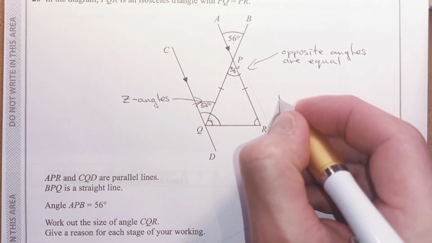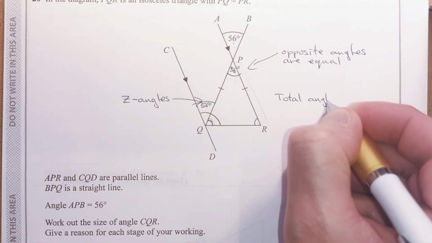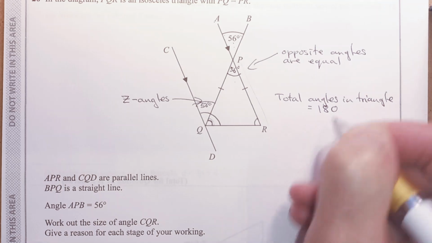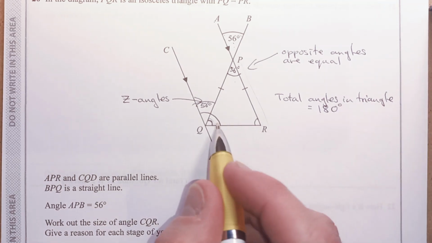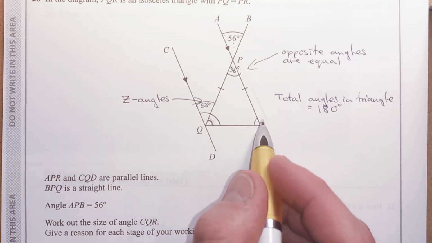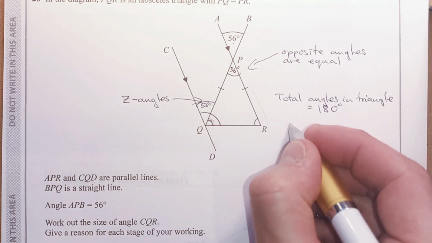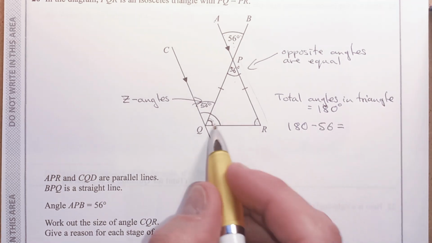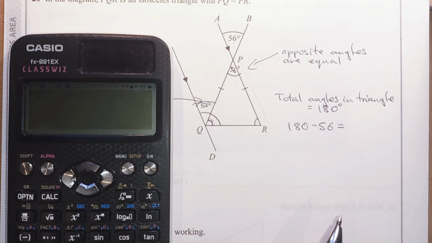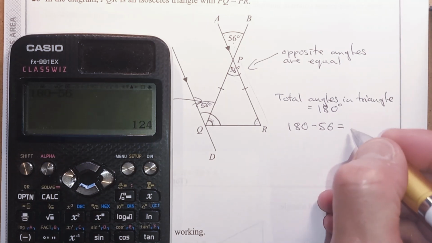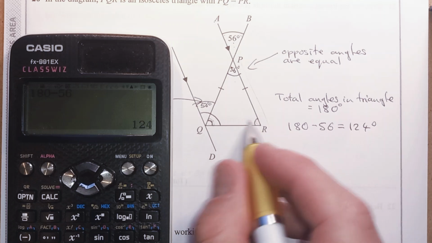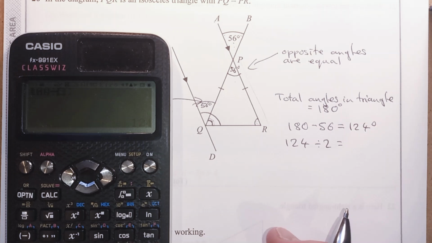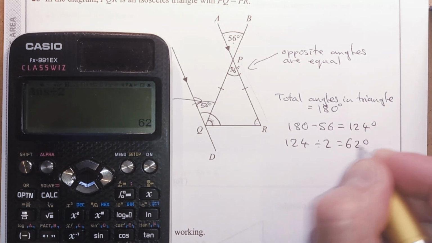Now, I also know that total angles in a triangle add up to 180 degrees. And I also know that these two angles are the same because it's an isosceles triangle. So if I take off the 56, that's going to give me the total of these two angles. So 180 minus 56 gives 124 degrees. And because it's the two angles, we want just one of them. So we want 124 divided by 2, which gives us 62 degrees.